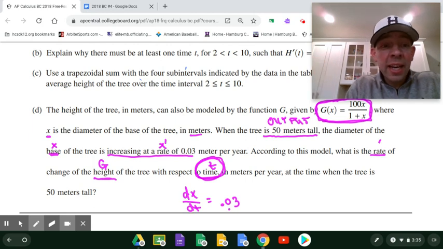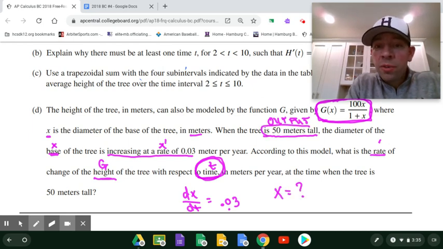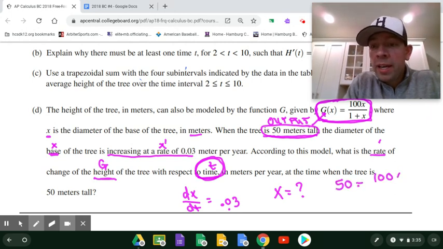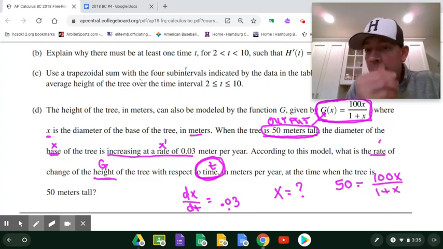And spoiler alert, we're going to address this right now. We actually don't know what x is when the tree is 50 feet tall. So I'm going to substitute the 50 for g. I'm going to cross multiply that and solve for x. So if we said 50 equals 100x over x plus 1, I was kind of going to hold off on this and see, after we got the derivative taken care of, if we caught that.